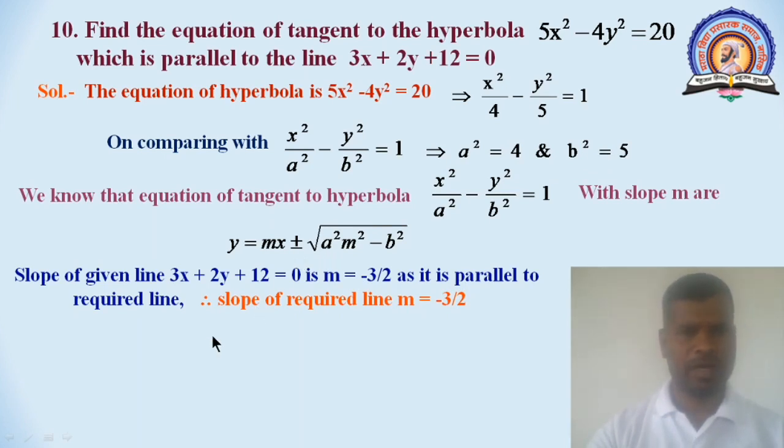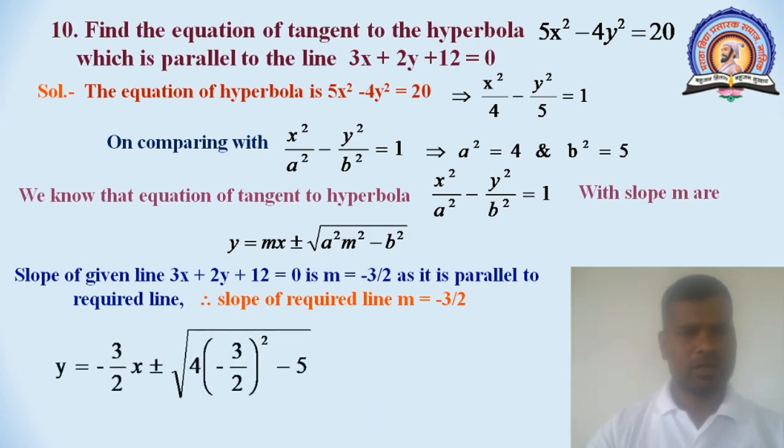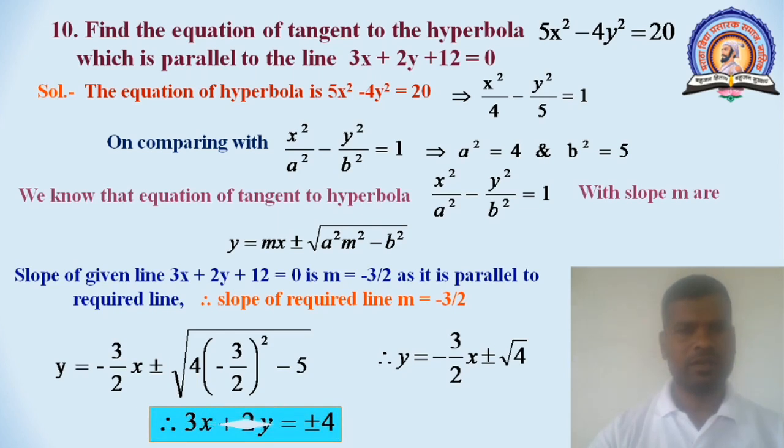Therefore, y is equal to minus 3 by 2 x plus or minus under root of 4 into minus 3 by 2 square minus 5. So we get y is equal to minus 3 by 2 x plus or minus root 4. On simplifying it, we will get the equation of tangent to the hyperbola 3x plus 2y is equal to plus or minus 4.